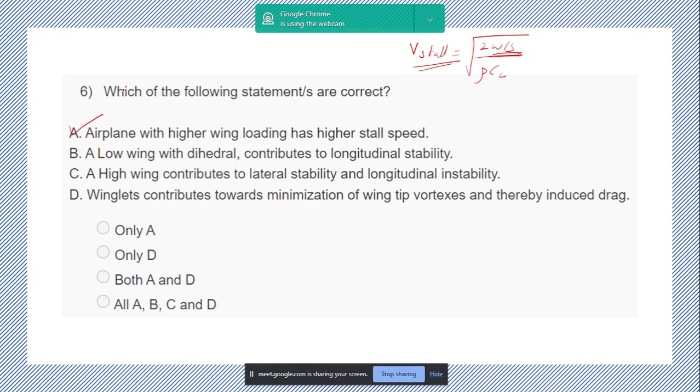Now let's look at the next one. A low wing with dihedral contributes towards longitudinal stability. True or false? Okay, anyone else? Do you have any answer?